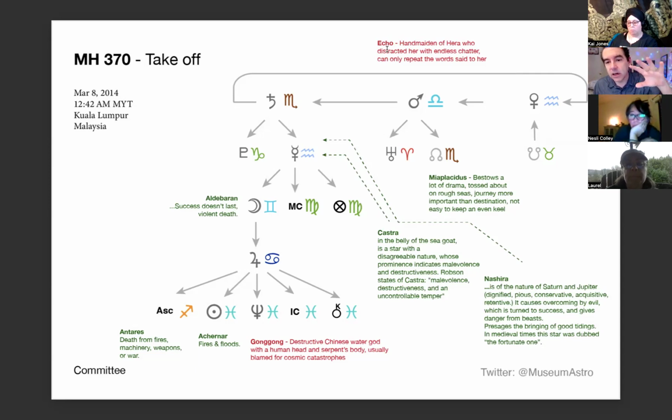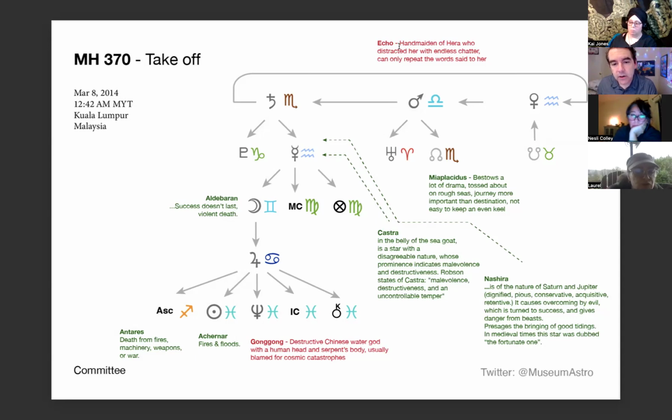Mira Placidus is with the North Node. This is a fixed star, supposedly a lot of drama. I don't have the delineation, I don't have the citations here, but I think this might be from Ebertin. I don't know. Bestows a lot of drama, tossed about on rough seas. The journey is more important than the destination. It's not easy to keep an even keel. The Moon is with Aldebaran. Success doesn't last. Violent death.